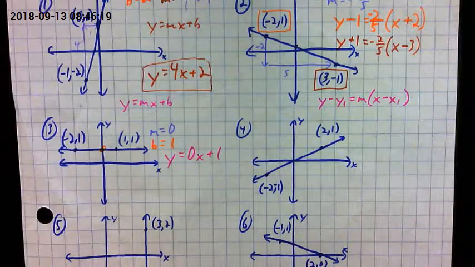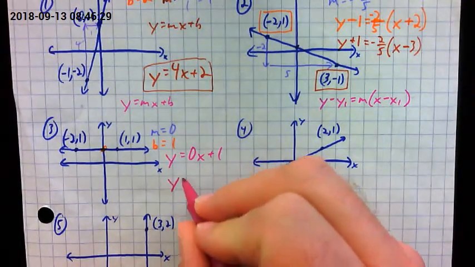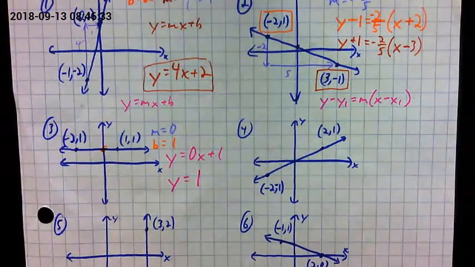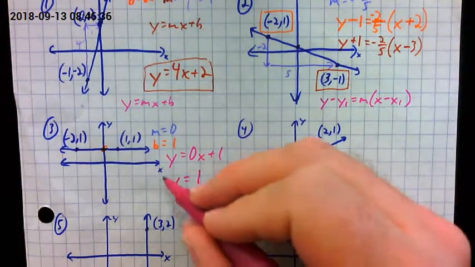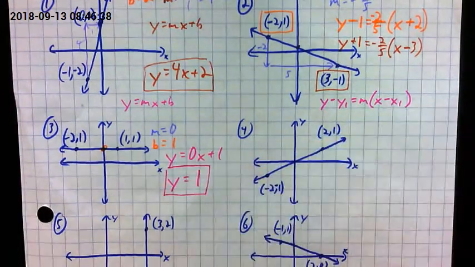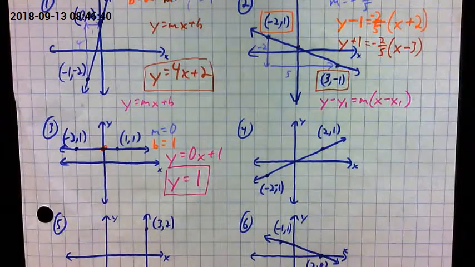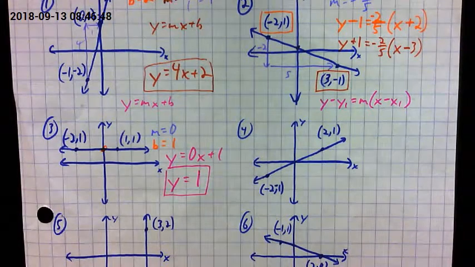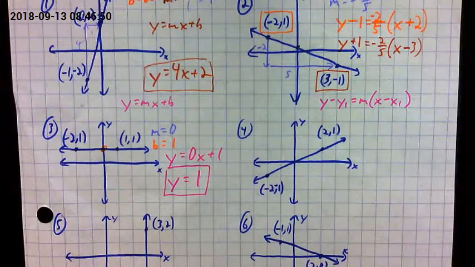Now, do I need 0 times x there? No, because what happens if you have 0 times any value? It's just 0, so that cancels off. So our actual equation here is just y equals positive 1. Anytime we have a horizontal line, our equation will just be set equal to the y value that goes through the y-axis. Again, if it's a horizontal line, it will have to pass through the y-axis.